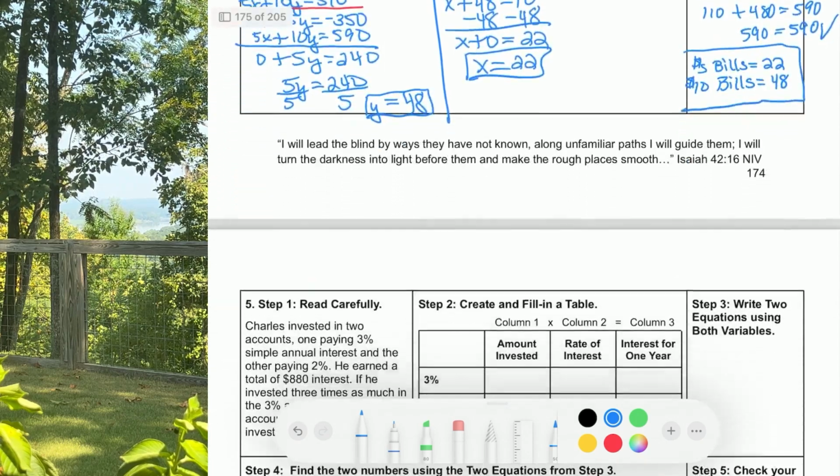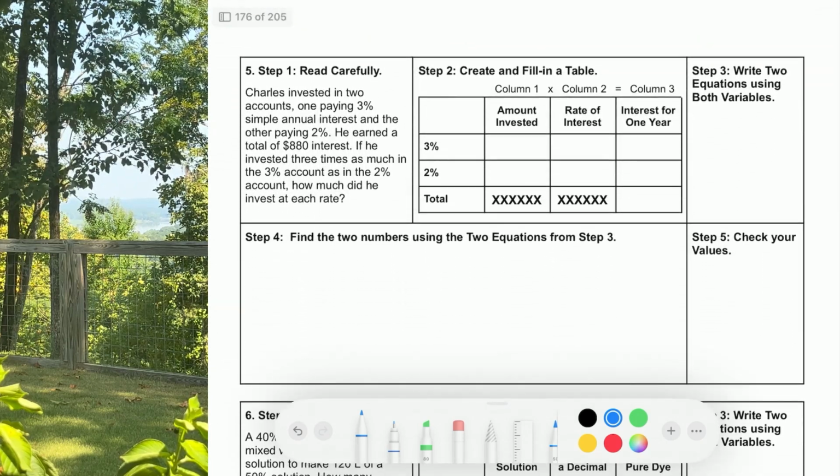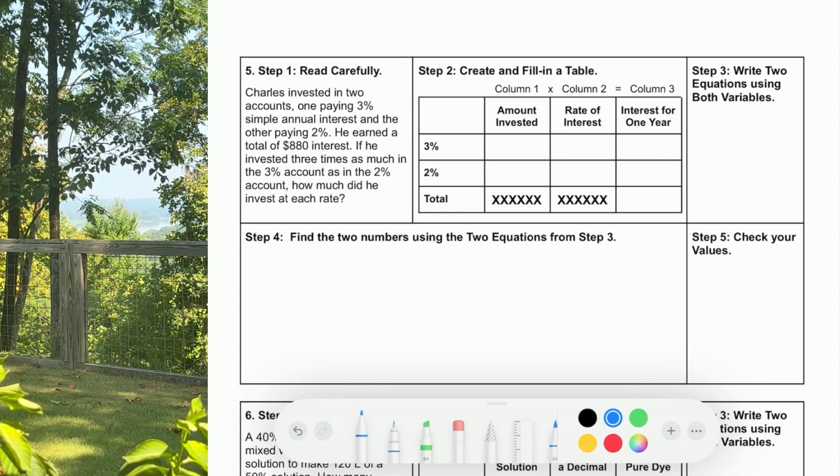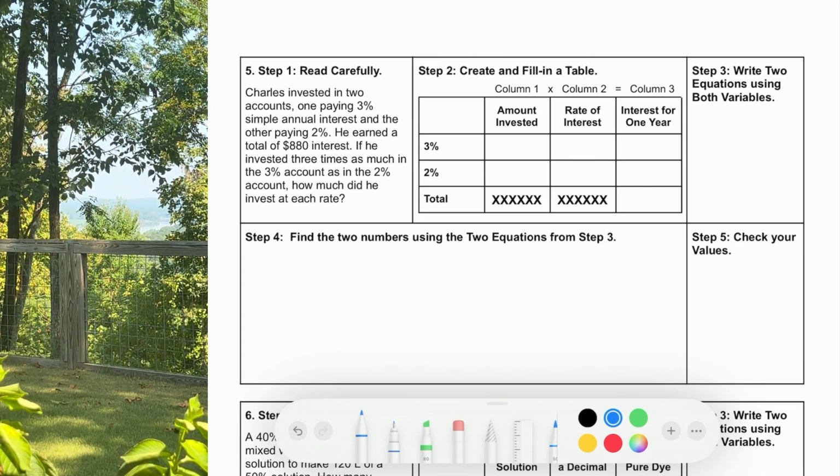All right, last practice problem in this video is number 5. So we have Charles invested in 2 accounts, one paying 3% simple annual interest and the other paying 2%. He earned a total of $880 interest. If he invested 3 times as much in the 3% account as in the 2% account, how much did he invest at each rate?